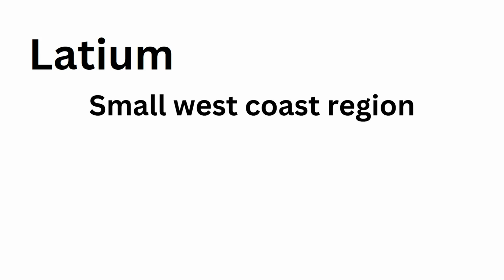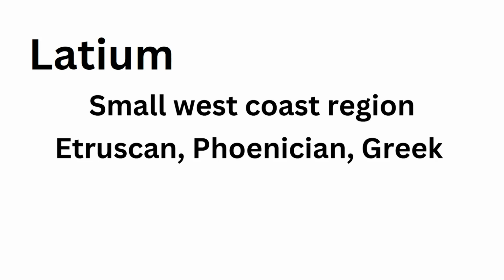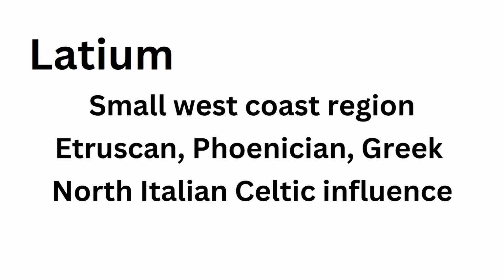So the language of the area, Latium, became Latin, but it also has Etruscan, Phoenician, and Greek influences. It's very influenced by settlers from all of these places. Etruscan is from the north of Italy, Phoenician is sort of North African, and Greek settlers came to Italy. It also has a very North Italian Celtic influence. So this is where we start. As Rome becomes more and more influential, its language becomes far more concrete and very individual compared to everything else.